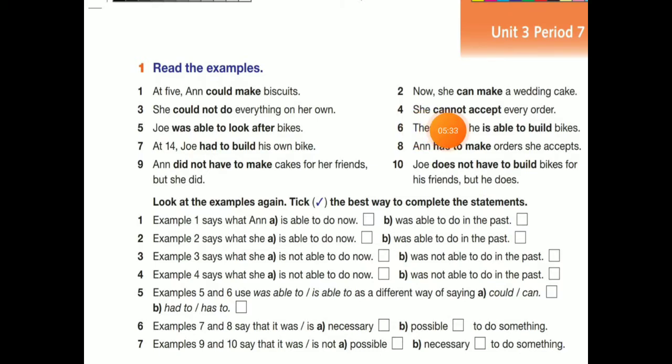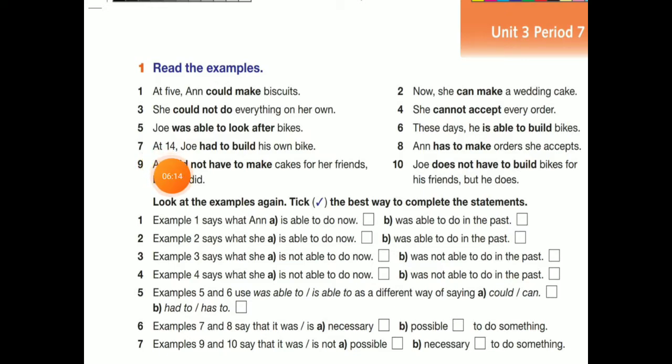Number 4, she can't accept every order في الحاضر, in the present. هي لا تستطيع. She isn't able to accept every order جميع الطلبات. Number 5, Joe was able to look after bikes. جو كان يستطيع أن يعتني بالدراجات. Was able to. Number 6, these days he is able to build bikes. We are talking now about the present. في هذه الأيام هو يستطيع is able to build bikes. It means he can build bikes.